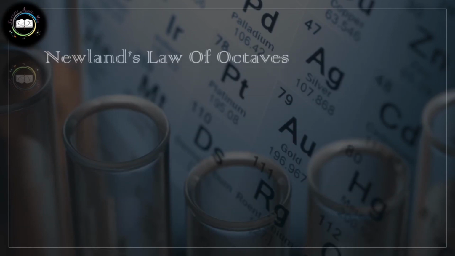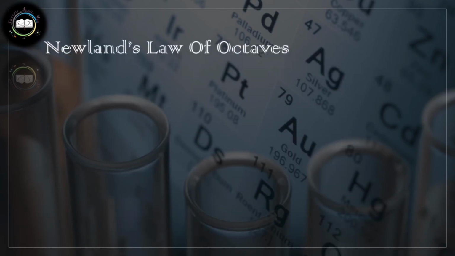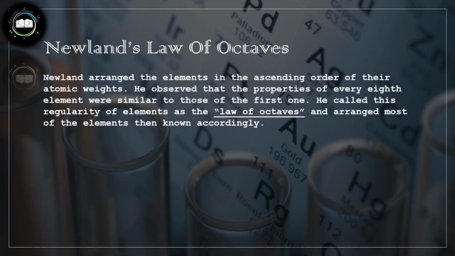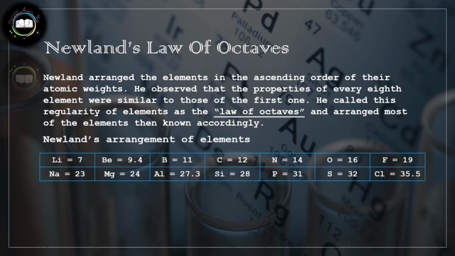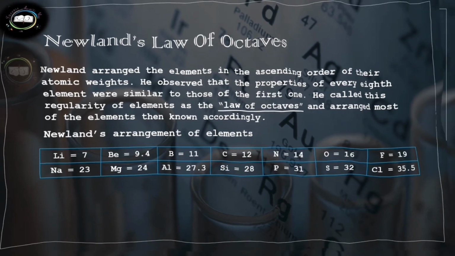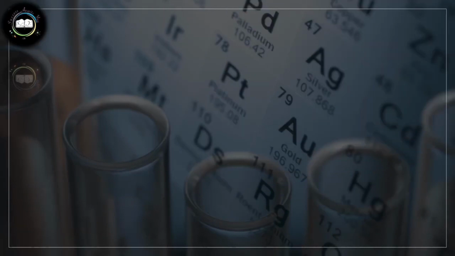The next attempt was made by an English chemist, Newland. Between 1864 and 1869, he arranged the elements in the ascending order of their atomic weights. He observed that the properties of every eighth element are similar to the properties of the first one. He called this regularity the law of octaves. As you can see, lithium and sodium are both alkali metals, and sodium is the eighth element after lithium.